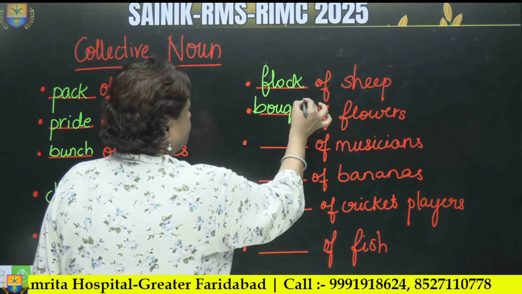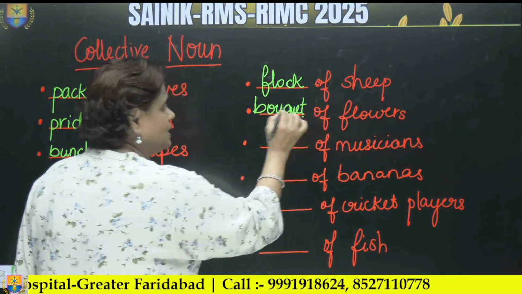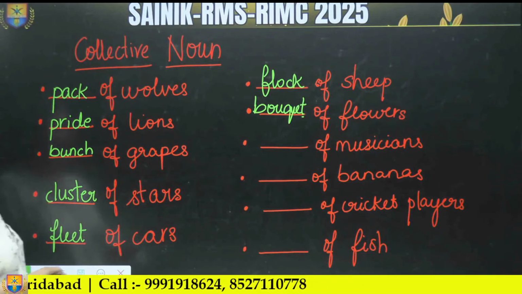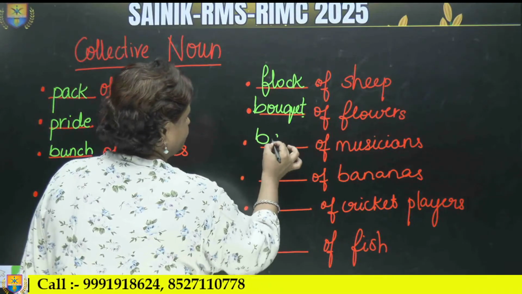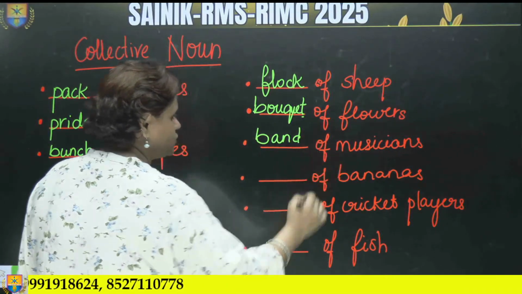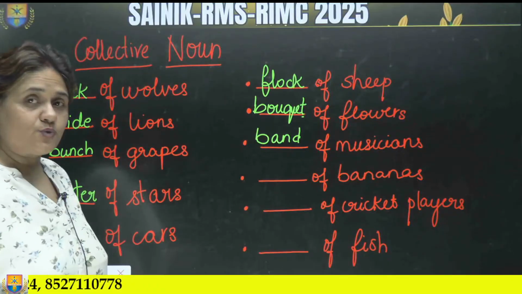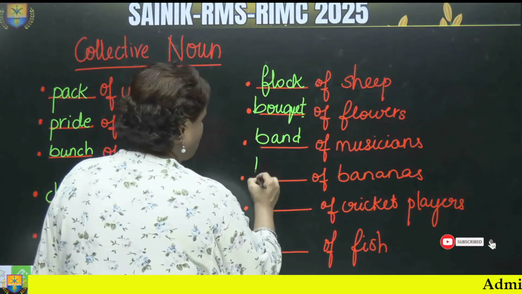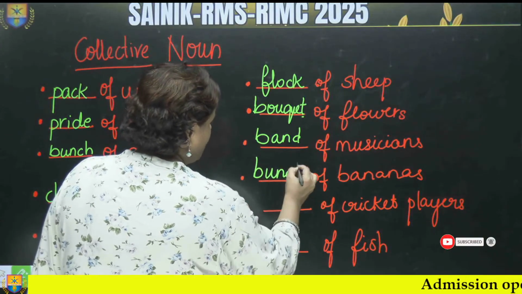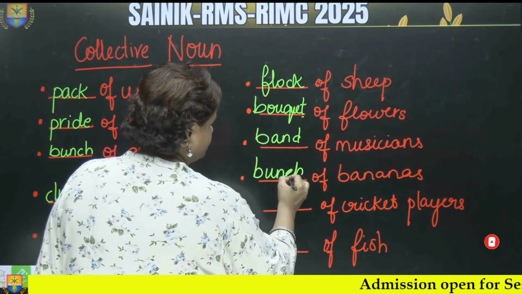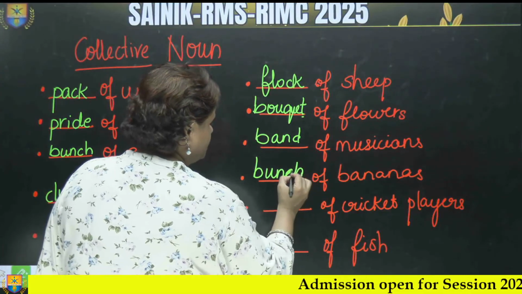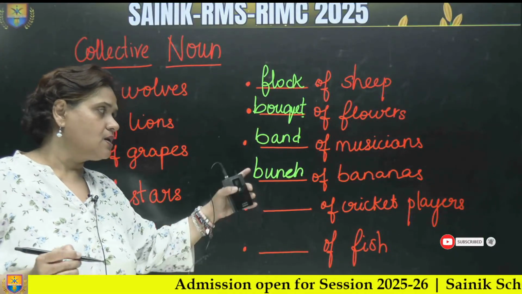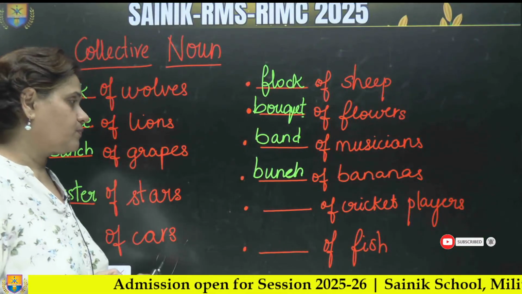The bouquet of flowers. The letter T is silent over here. A band of musicians. We have the band of musicians. The bananas, when a lot of bananas are together, we will also call them a bunch of bananas. We have the grapes, the same word used for bananas. It is the number of bananas, bunch of bananas.